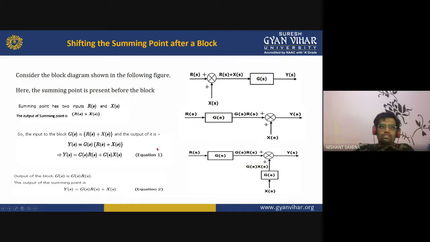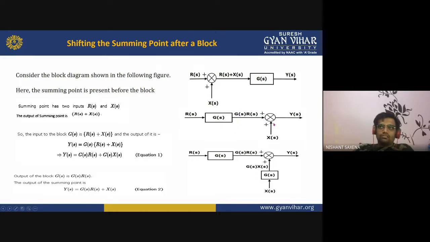The output in the original, look at this, was G(s) into R(s) plus X(s), that is G(s)R(s) plus G(s)X(s). I have just expanded this one. So after shifting, it has to be seen that this Y(s) is what? G(s) into R(s). Look at this one. The output is what?